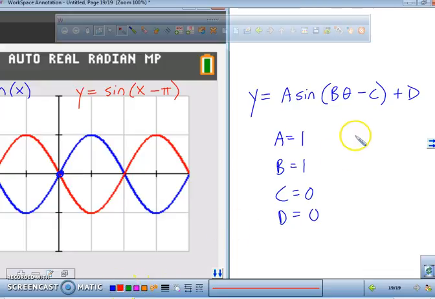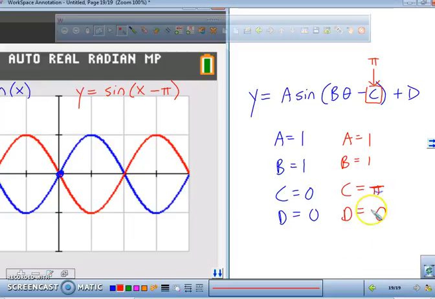But for the red graph, the a is still 1, the b is still 1. But what's our c value? Yeah, our c value is pi, because if I plug in right here, we plugged in a pi. What's the d value? What's the midline? It's still at y equals 0.